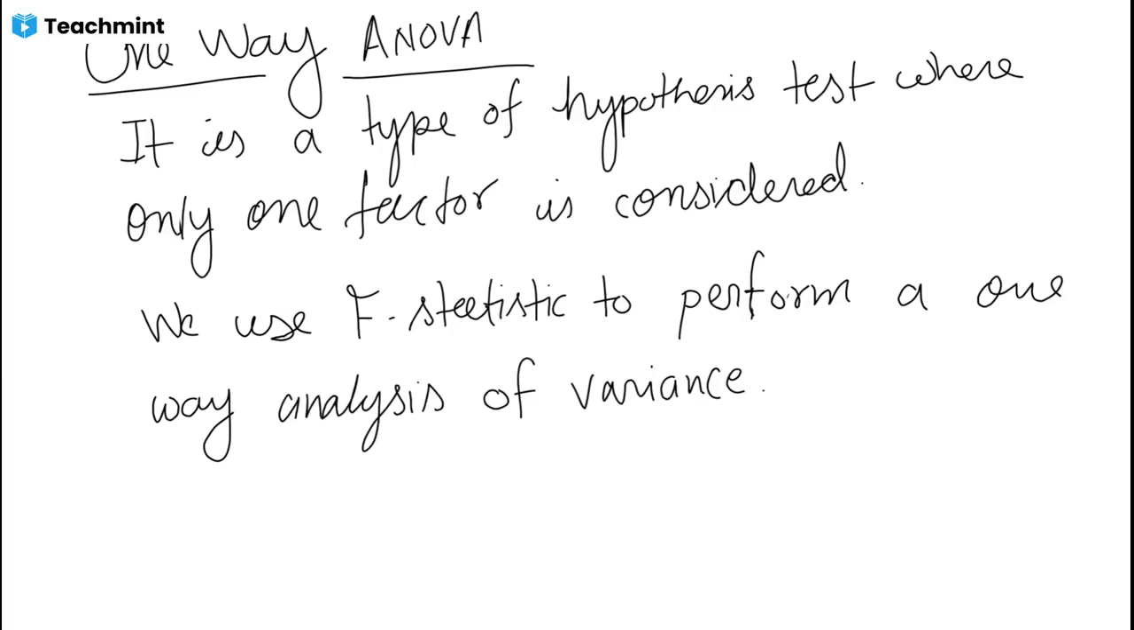Means if we have only one factor to test, then we test by using hypothesis test, where only one factor is considered, only one factor is available, then we use only one way ANOVA. And we have few steps to do that. So let us understand the steps.